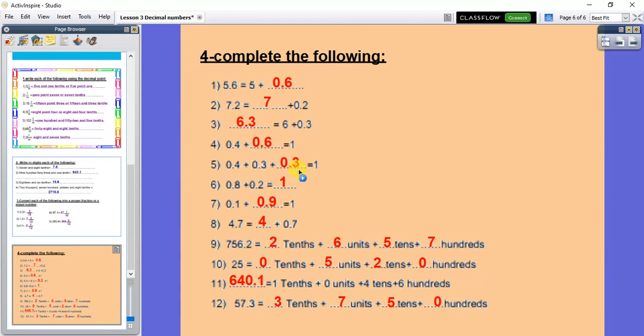Please be careful when you do this. 0.4 plus what gives me 1? At 1 here it will be 1.0. So I want to make 1. 0.4. Imagine that 4 plus what gives you 10? 4 plus what gives you 10? It will be 6. So 0.4 plus what gives you 1? It will be 0.6.